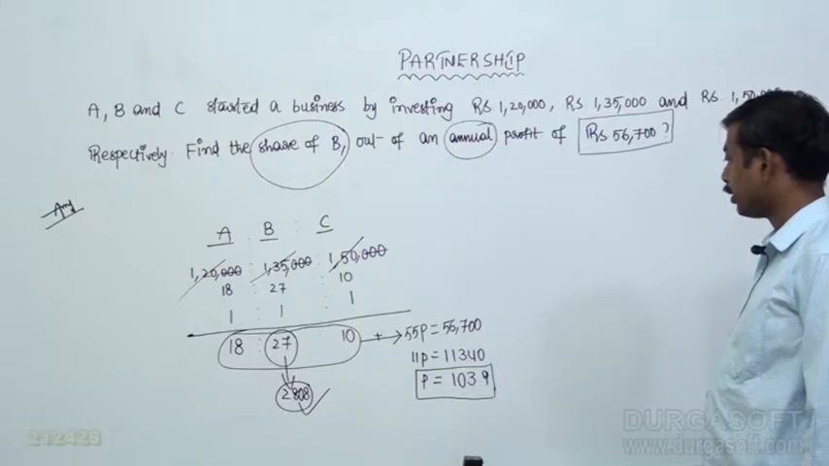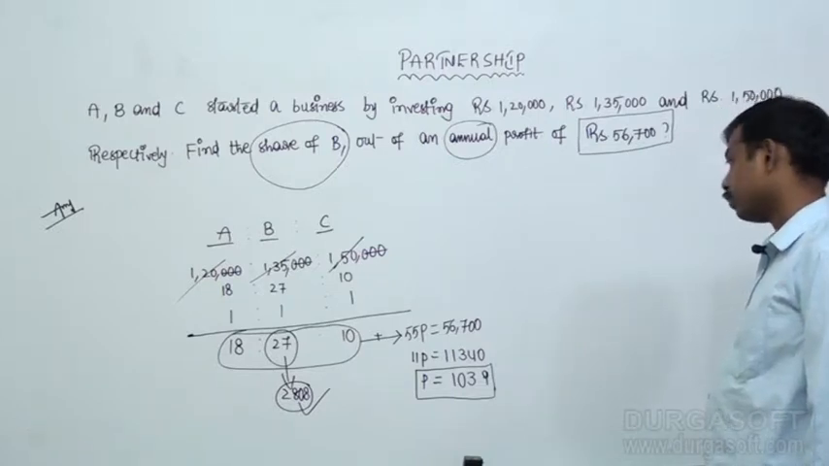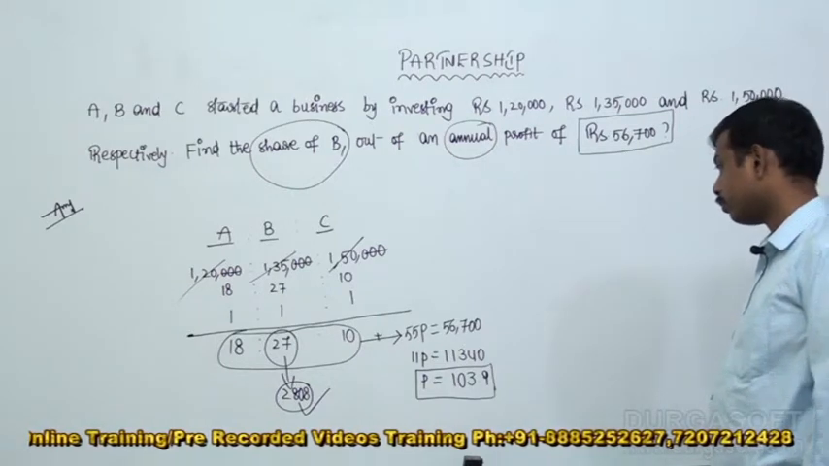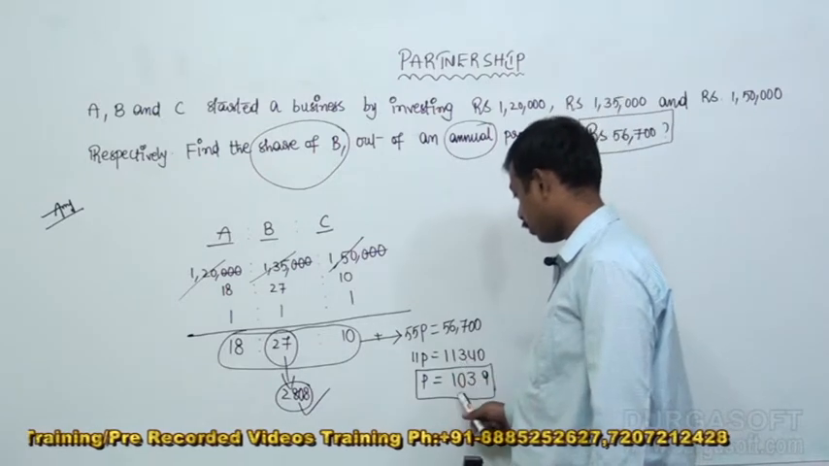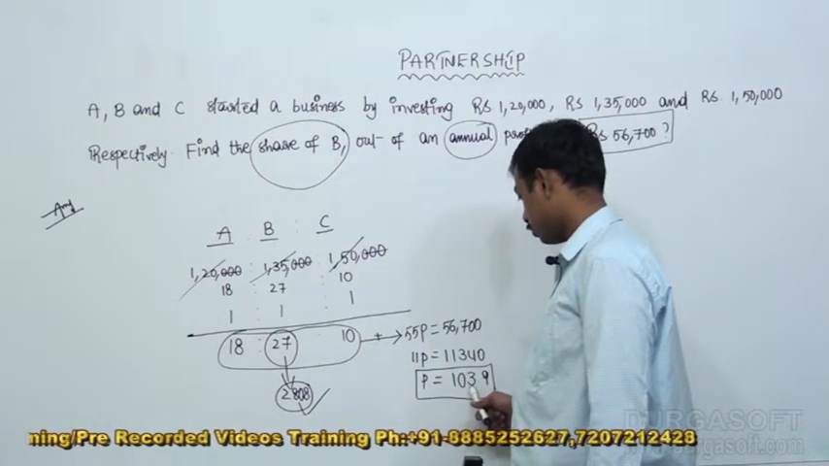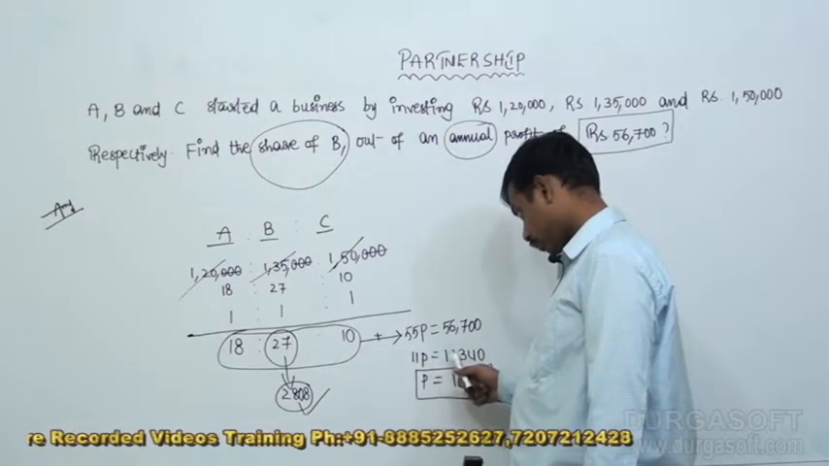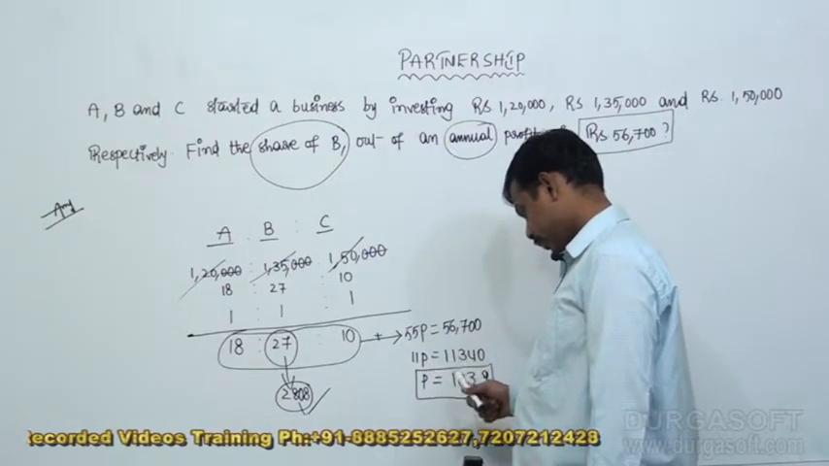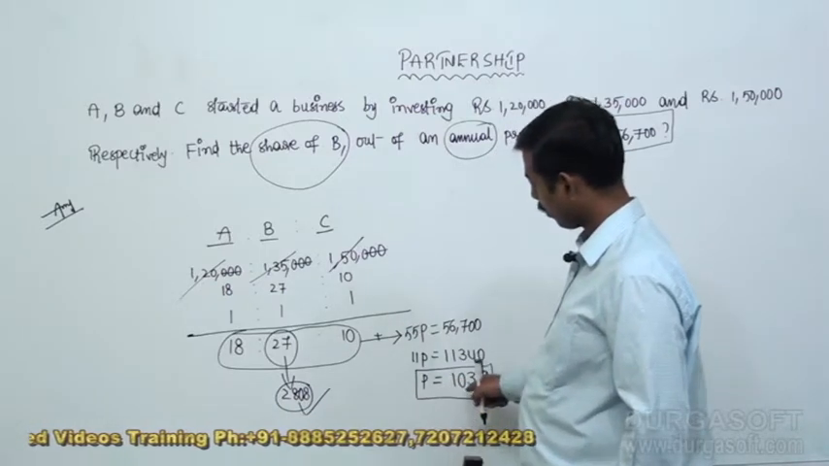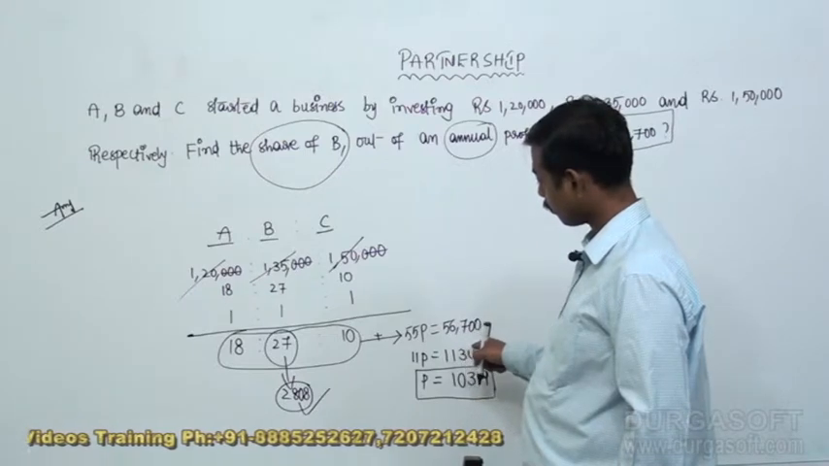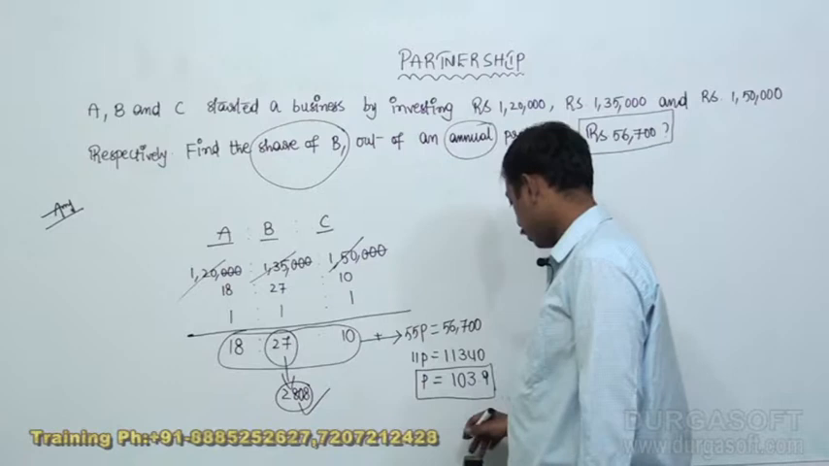56,700 means 5 times how many times is applicable here? 5 elevens, 5 elevens. One pot of profit equals how much? 110. Let me check. 11 pots equals 11,340. One pot equals 110, and 34 means 3, 33.